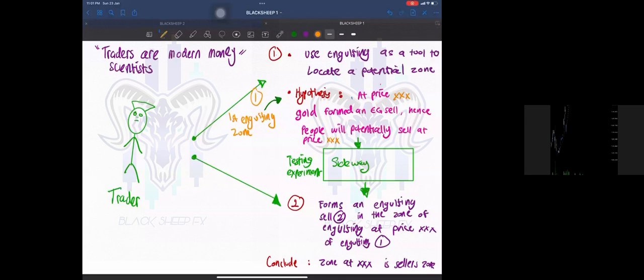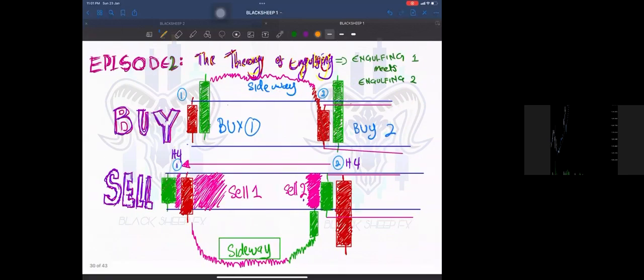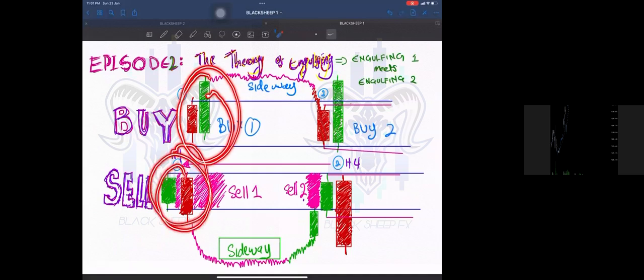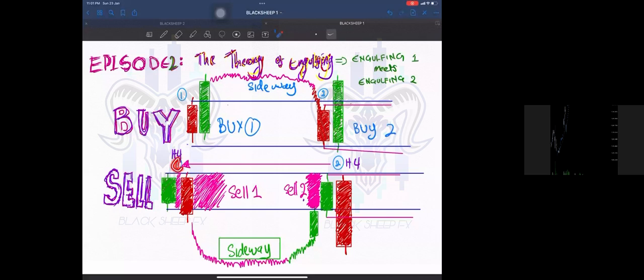Okay. The first engulfing zone is actually our hypothesis. What does that mean? Whenever we mark our first engulfing buy zone or our first engulfing sell zone, it is as if we are just having our hypothesis, meaning engulfing sell number one occurred. So in this zone, potentially we can sell. Potentially there are sellers. So it's all about the potentials.